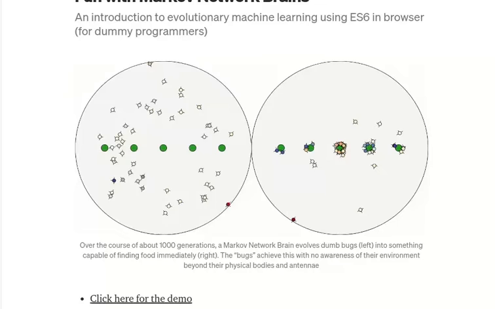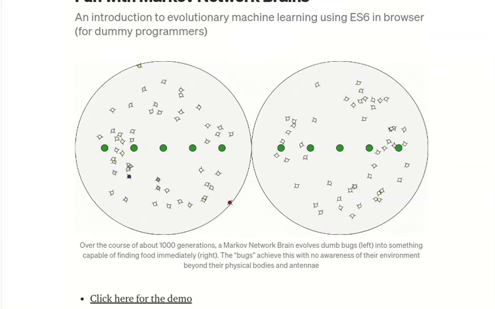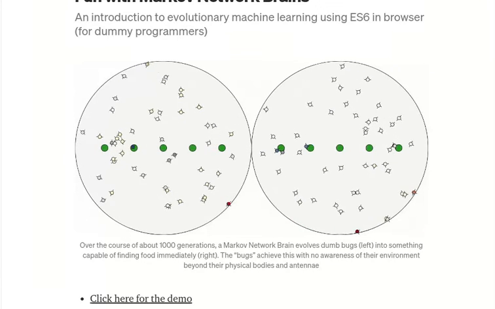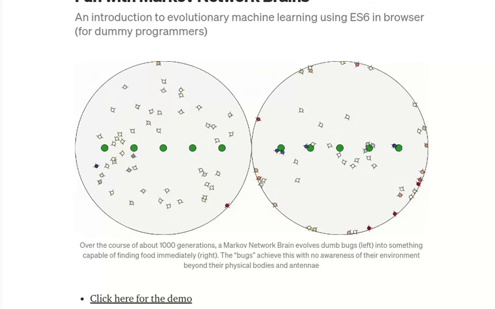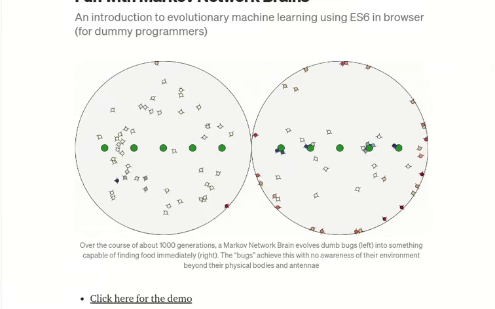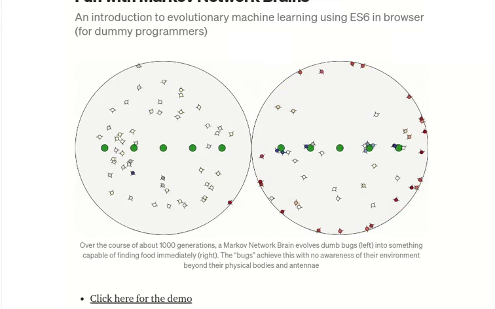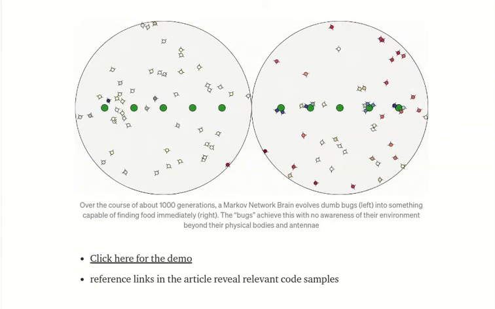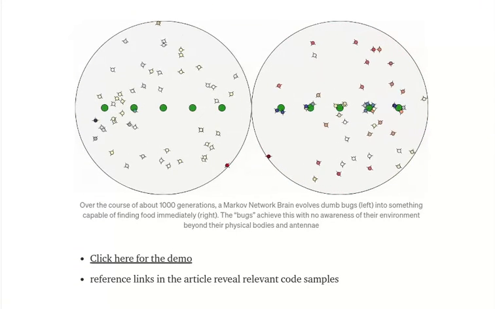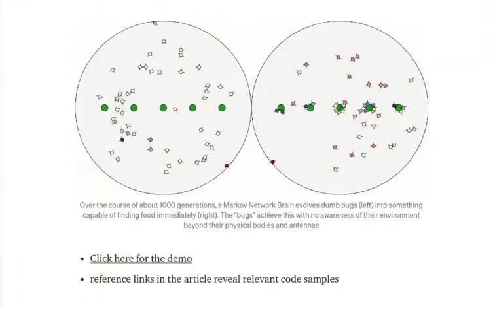Over the course of about 1,000 generations, a Markov network brain evolves dumb bugs on the left into something capable of finding food immediately on the right. The bugs achieve this with no awareness of their environment beyond their physical bodies or antennae. Please click for the demo, and refs and links in the article reveal relevant code samples.